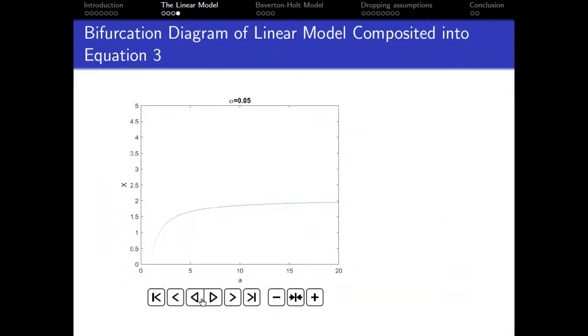And here is our bifurcation diagram for this case. And with that, I will hand the presentation over to my research partner, Logan.